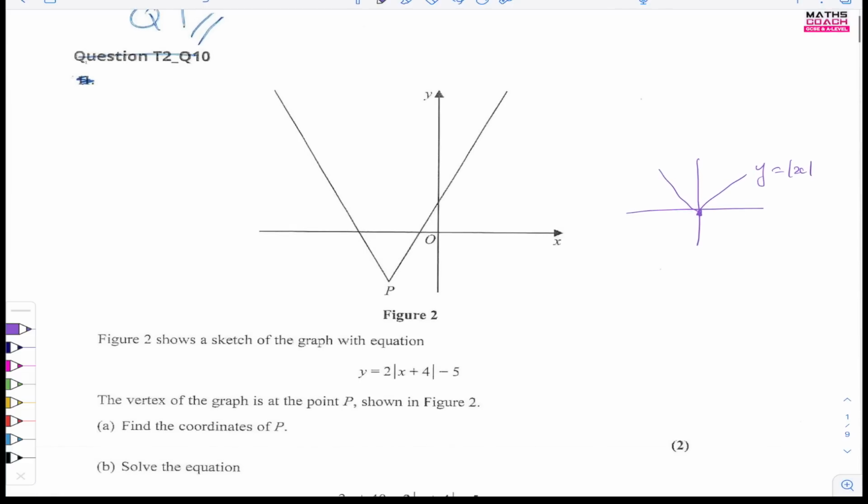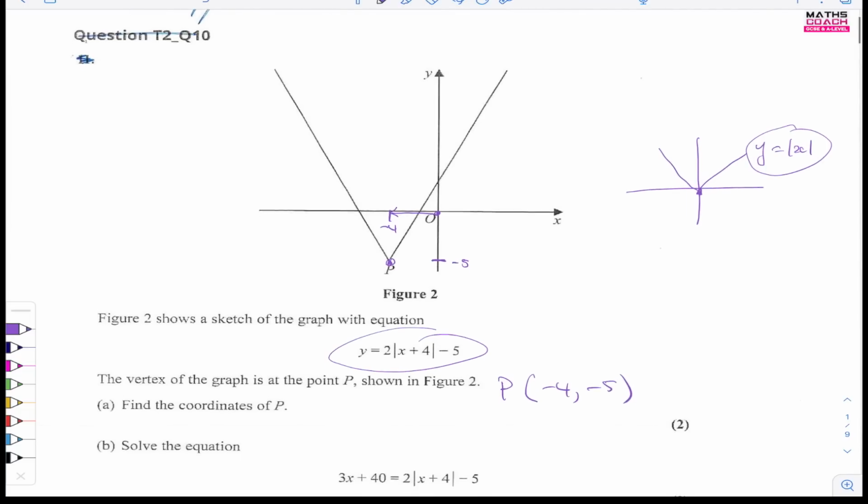And if you compare the equation here with the one given here, we can see that there's an operation done inside and outside the bracket. So there's plus 4 inside, which means the origin has shifted to the left by 4. So it's now at minus 4. And on the outside is minus 5, which means it's gone down by 5. So the coordinate of point P will now be (minus 4, minus 5).